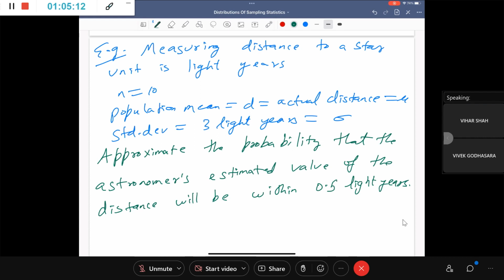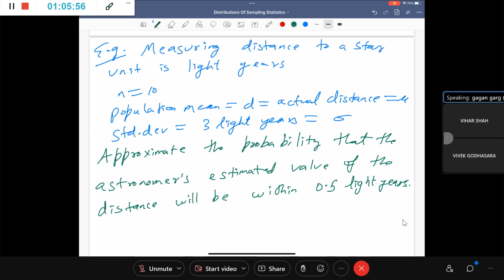So you are measuring distance to a star. You are obviously measuring the distance in light years. You take 10 readings. The population mean is the actual distance d, which is unknown. If you knew d, why would you be taking the reading? The actual mean is unknown. You don't know what the actual mean is, but you assume it to be some number d, your mu. Standard deviation is 3 light years. Now you want to approximate the probability that the astronomer's estimated value of the distance will be within half a light year of the actual distance, which you don't know.